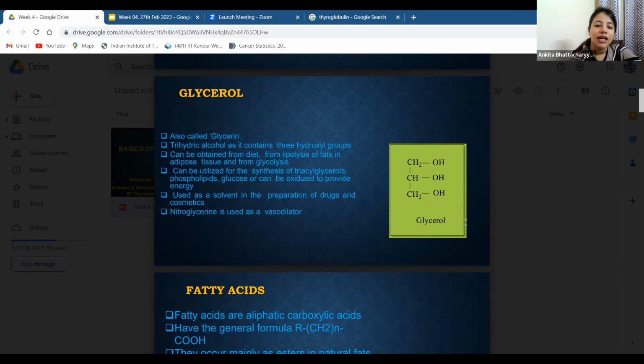It can be obtained from diet, from lipolysis or breakdown of fat, from glycolysis, which we have also seen. And it's used as a solvent. And in fact, nitroglycerine, you might find this as one of your assignment questions as well. Nitroglycerine is often used as a vasodilator. It's a very commonly used medicine for a lot of cardiac patients, and it's requisite for maintaining their normal blood pressure. So nitroglycerine is one such important component.